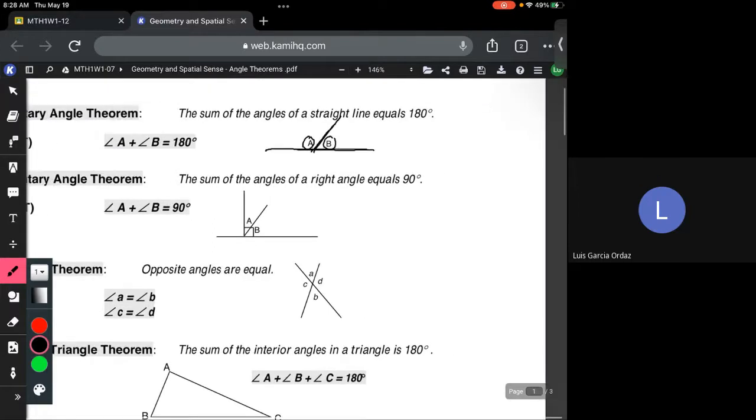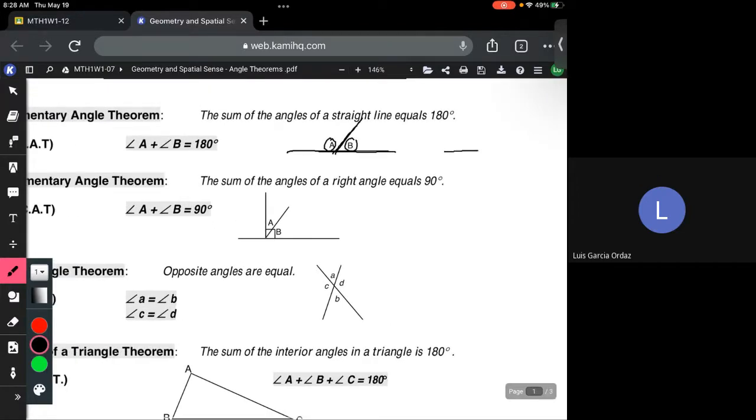So I'll give you guys an example. I'm going to draw a random line over here. Let's say this angle is 130. So what would this angle X have to be?